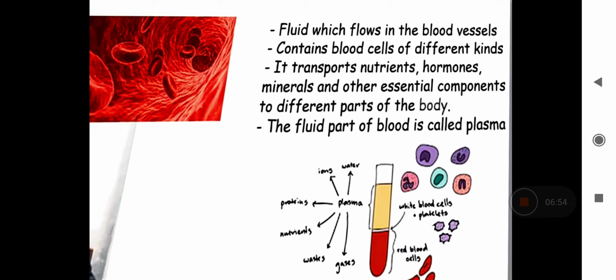So blood is a fluid, a liquid which flows in the blood vessels. Blood contains different cells, called blood cells. Different types of blood cells are there, we will talk about them. Blood transports the nutrients, hormones, minerals, oxygen, and essential components to different parts of our body. And the liquid part of the blood is called plasma.